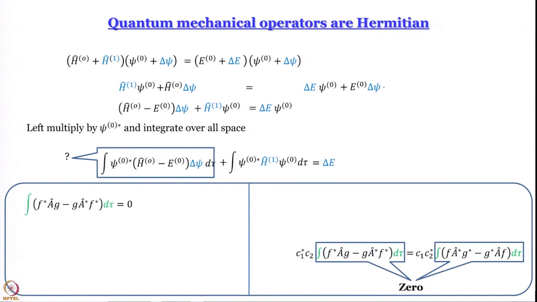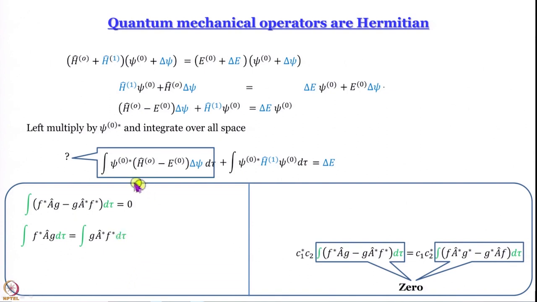Okay. So, let us clean up things now and write this. Integral f star a hat g minus g multiplied by a hat star d tau equal to 0. Okay. So, what we can do is we can expand the left hand side and get two terms, and since one has minus sign we can take it to the right hand side. That way we get integral f star a hat g d tau is equal to g multiplied by a hat f star d tau, and that is a happy situation.